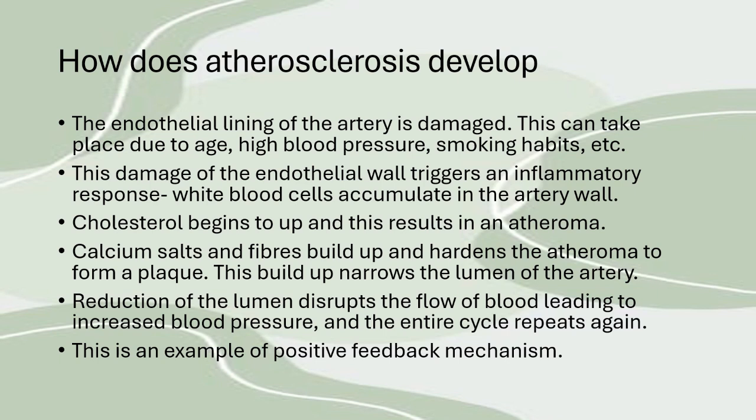It's when one event leads to a series of steps, and that results in an increase of the initial trigger that started that cycle, and the cycle just continues again and again, until in this case your artery is completely blocked. But then there are other examples that you will come across during the course. So that's how atherosclerosis develops. It is the hardening of the atheroma and the narrowing of the artery, and that's when you classify that yes, this person has atherosclerosis.